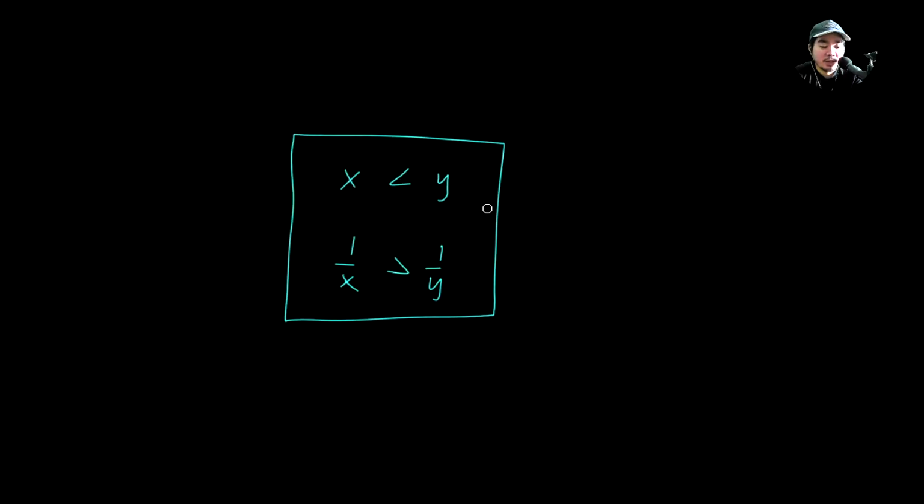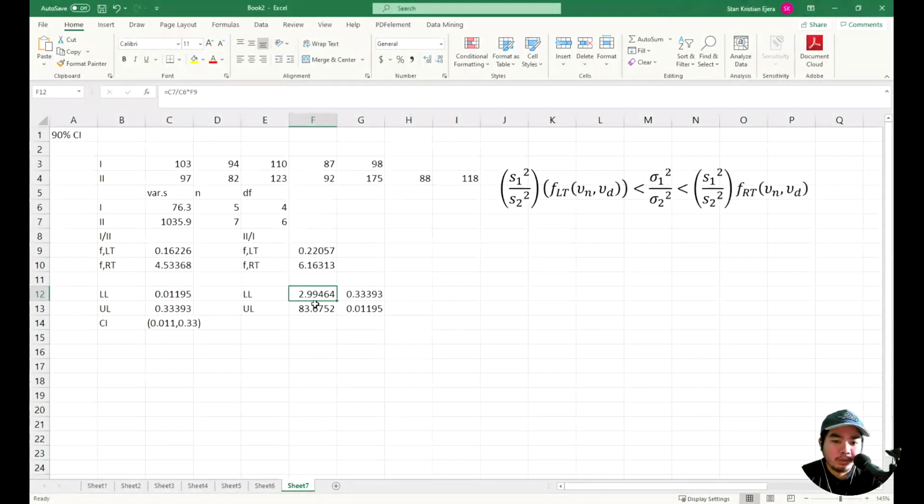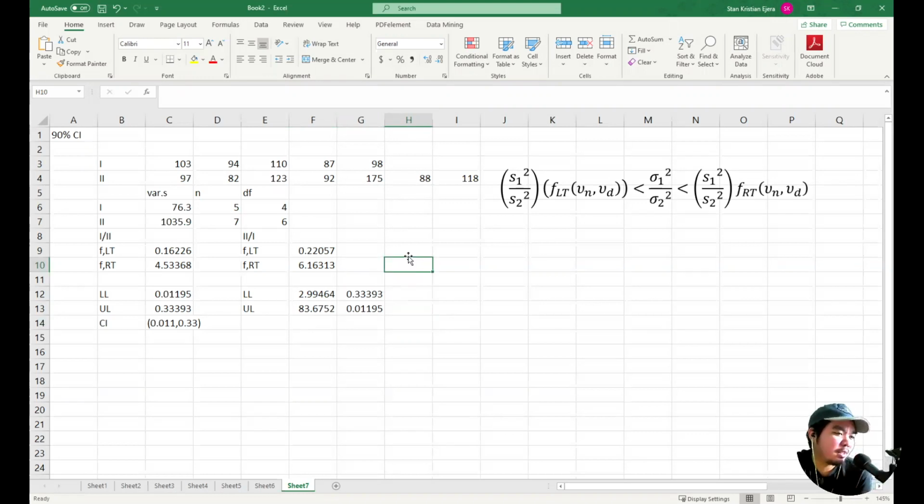Yung pag nag-change tayo ng inequality. Kung meron tayong isang inequality, tapos nag-reciprocal tayo, magre-reverse actually siya. So, kaya nagme-make sense na pagka ni-reverse natin yung ratio natin, instead of sigma 1 over sigma 2, sigma 2 over sigma 1 yung ginawa natin, it makes sense na if you take the reciprocal, yung lower limit magiging upper limit na siya, tapos yung upper limit magiging lower limit siya. Tama, no? Wala lang. It's something interesting lang, no?